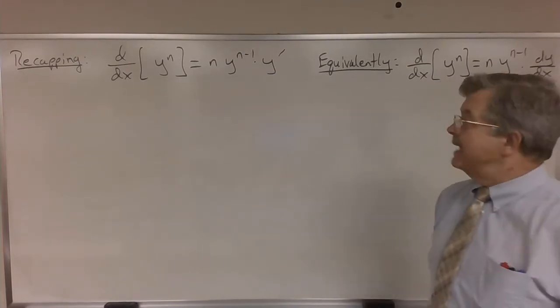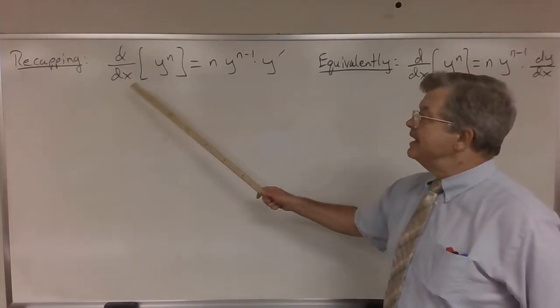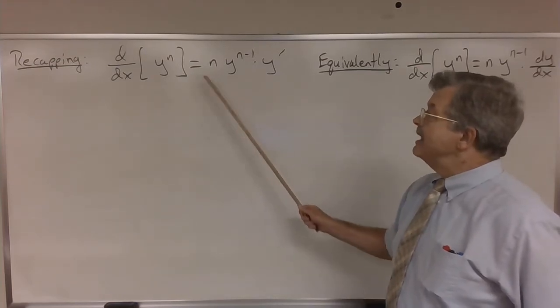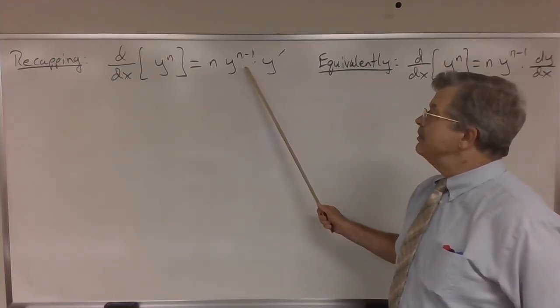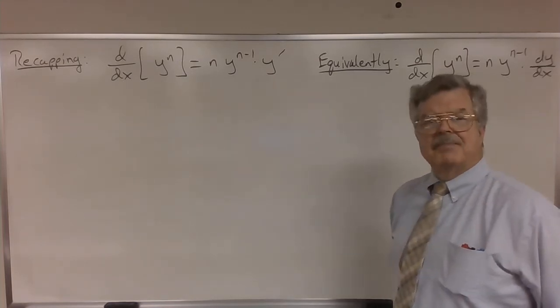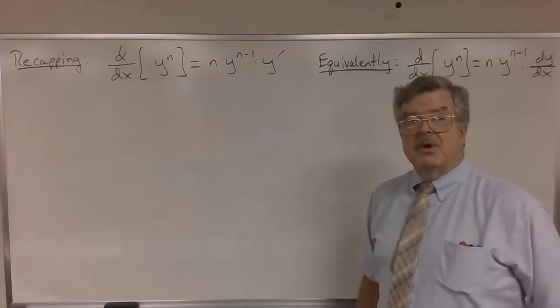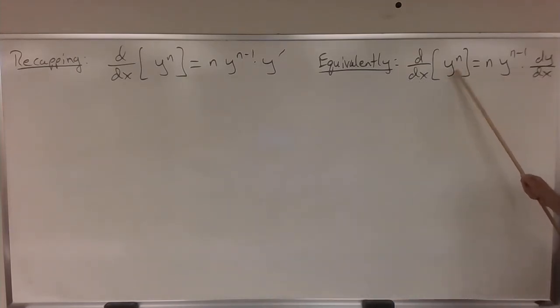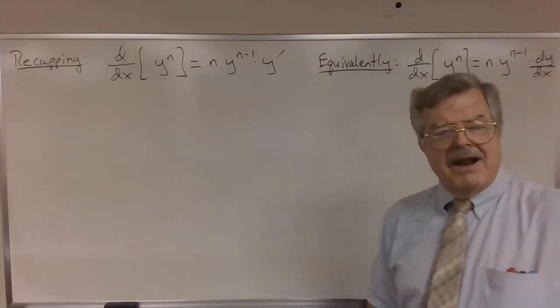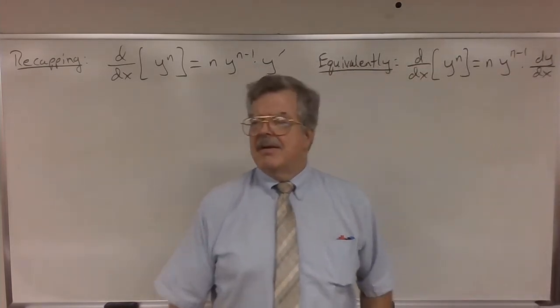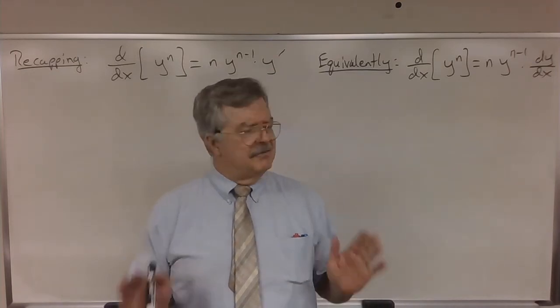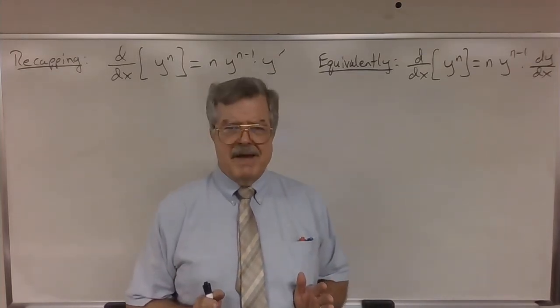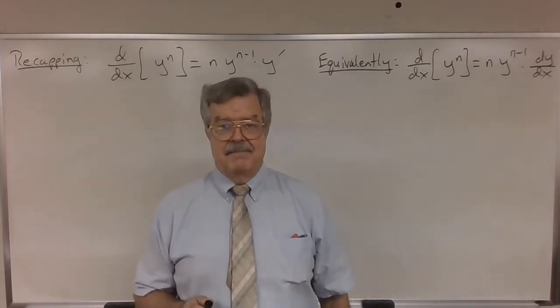Recapping, this is what we get. The derivative of y to the n as a function of x is n times y to the n minus 1 times y prime. Or if we want to use the dy dx notation, the derivative of y to the n is n y to the n minus 1 times dy dx. Now, I don't know how this is sitting with you, but when I was a student in calculus, this always bothered my mathematical conscience. It really did.